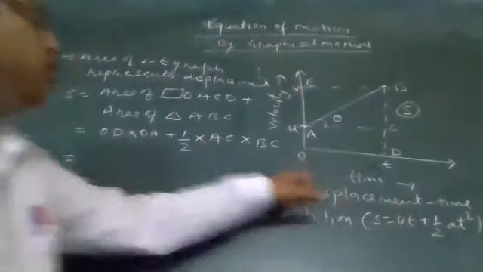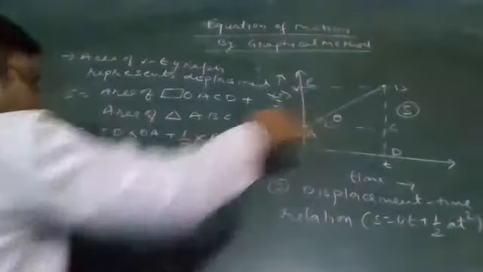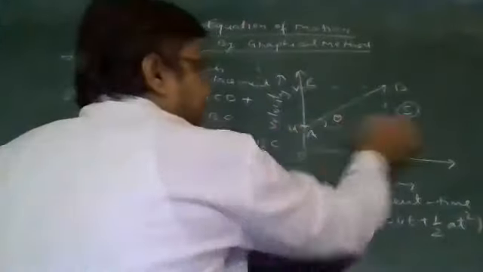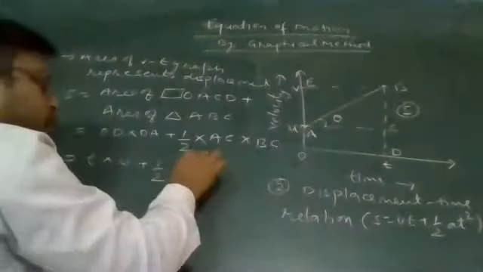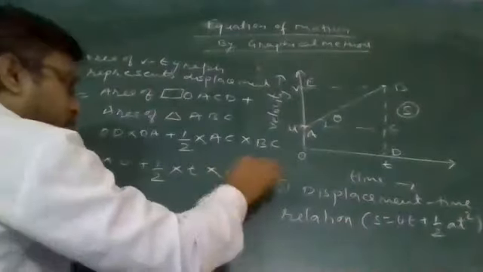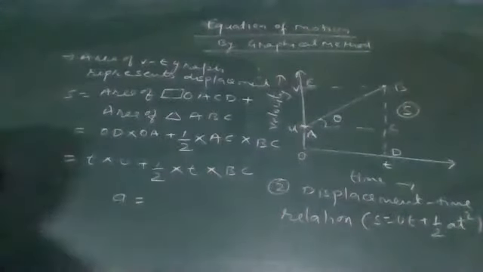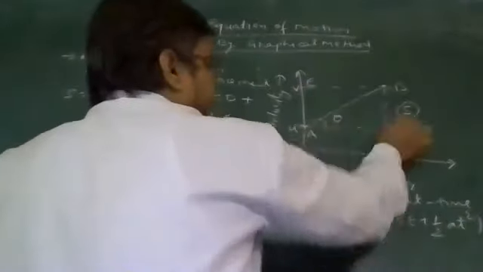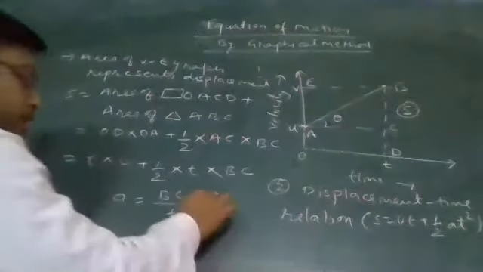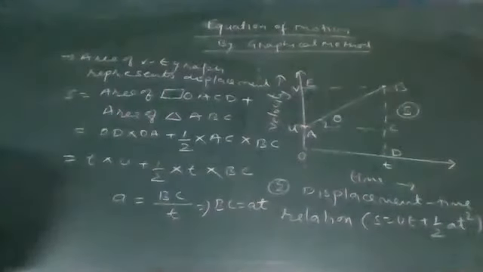Now let us place the values. OD is T. OA is defined as small u. AC is similar to OD, so it can be replaced by T. Now, what is BC? We have just calculated that acceleration is equal to BC by AC, and AC is T. That means BC can be replaced as AT.